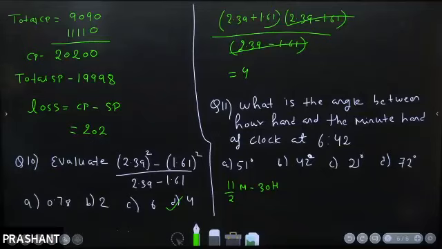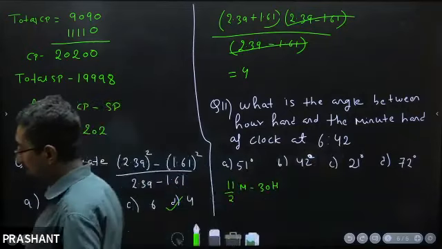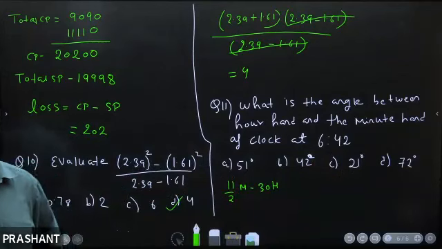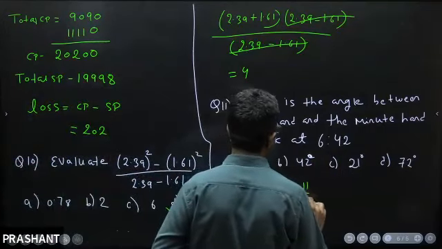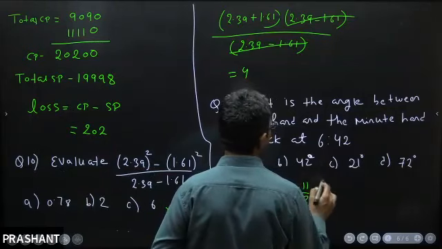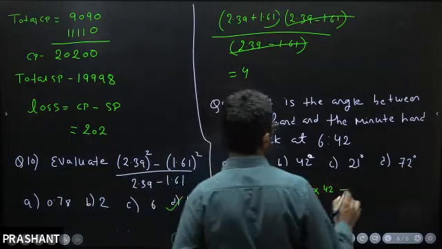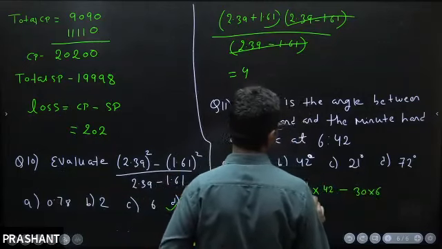a minute hand. तो हमारे क्वेश्चन में कितना मिनट्स है? 42 मिनट्स है. करेक्ट? How many minutes we have? We have 42 minutes. So that will be your 11 by 2 multiply by minutes, कितना है? 42 minus 30 hours is 6.